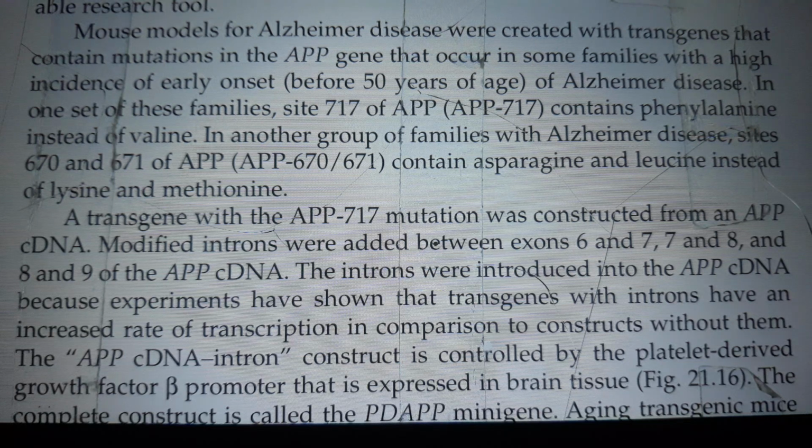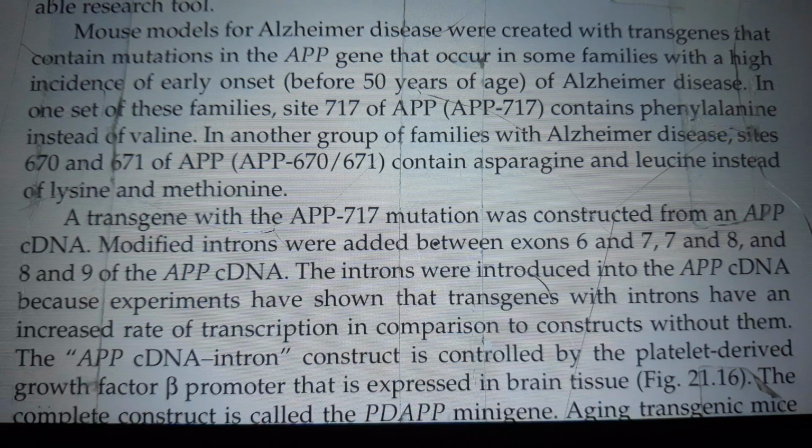In one set of these families, site 717 of APP contains phenylalanine instead of valine. In another group of families with Alzheimer's disease, sites 670 and 671 of APP contain asparagine and leucine instead of lysine and methionine.